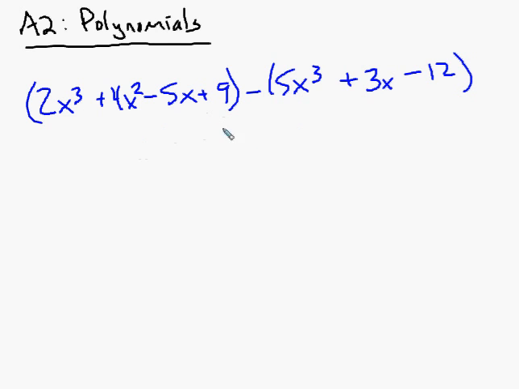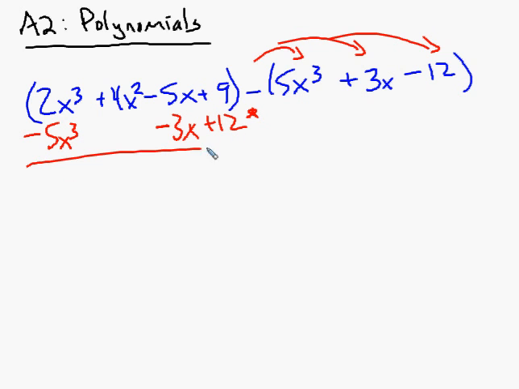Again, I can line up my terms, but I want to be careful of this negative right here. I want to make sure I switch all the signs that are in there. So I'm actually subtracting 5x cubed. It was positive, now it's negative. I would distribute that negative to every term. This is a negative 3x. I want to make sure I line that up with the actual x term. I don't have an x squared term in this one. And then a negative 12 is a plus 12.